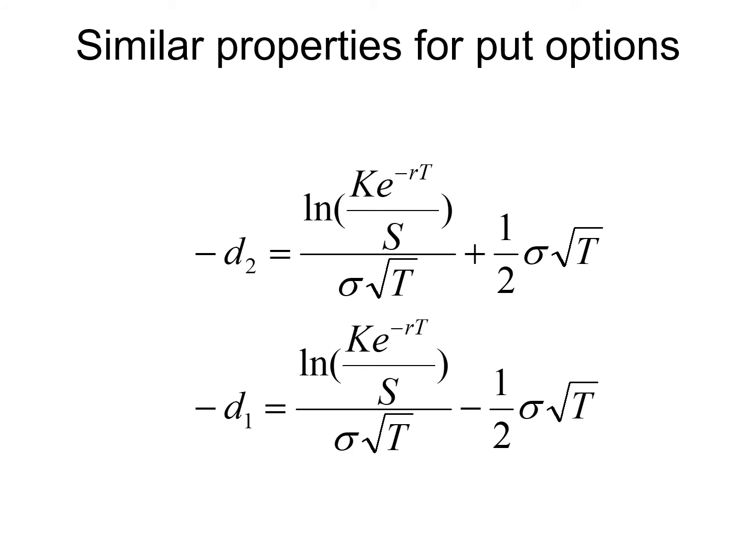There are similar properties for put options. We can look at negative D2 and negative D1. So their difference is also 1 standard deviation.